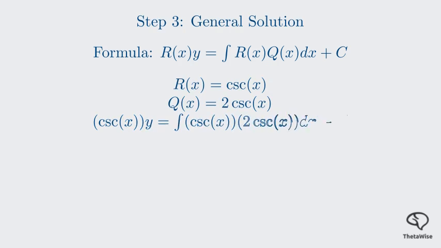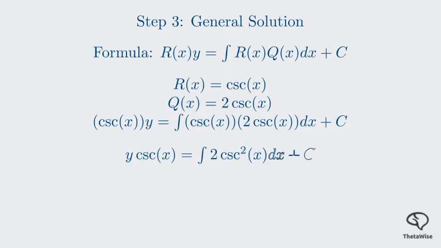Notice how we are meticulously substituting each part into the equation. Now let's simplify and solve the integral on the right-hand side. Cosecant x times 2 cosecant x is 2 cosecant squared x. So we need to integrate 2 cosecant squared x. Again, this is a standard integral. The integral of cosecant squared x is negative cotangent x.